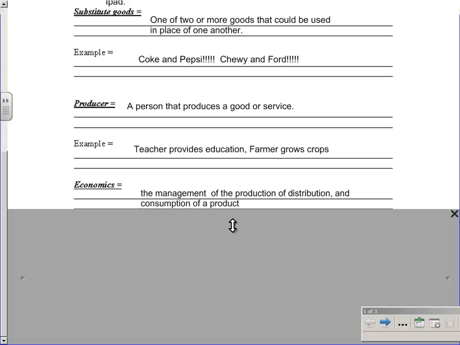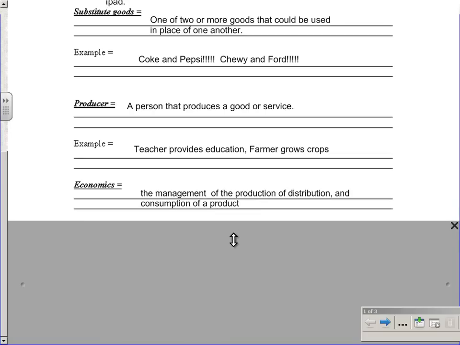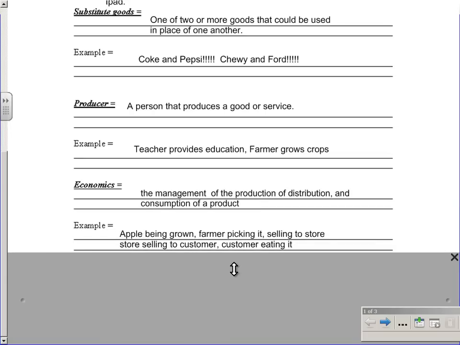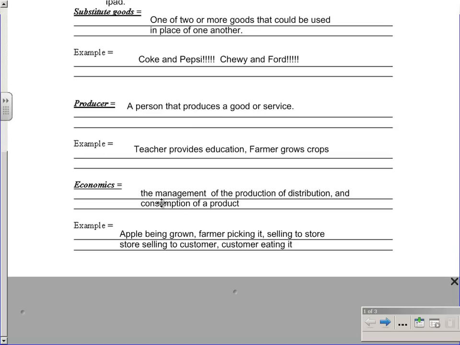Next is economics, the management of the production, distribution, and consumption of a product. So an example is an apple being grown, then the farmer picking it, the farmer selling it to the store, selling it to the customer, and the customer eating it. Economics is the interactions of all of those parts working together.